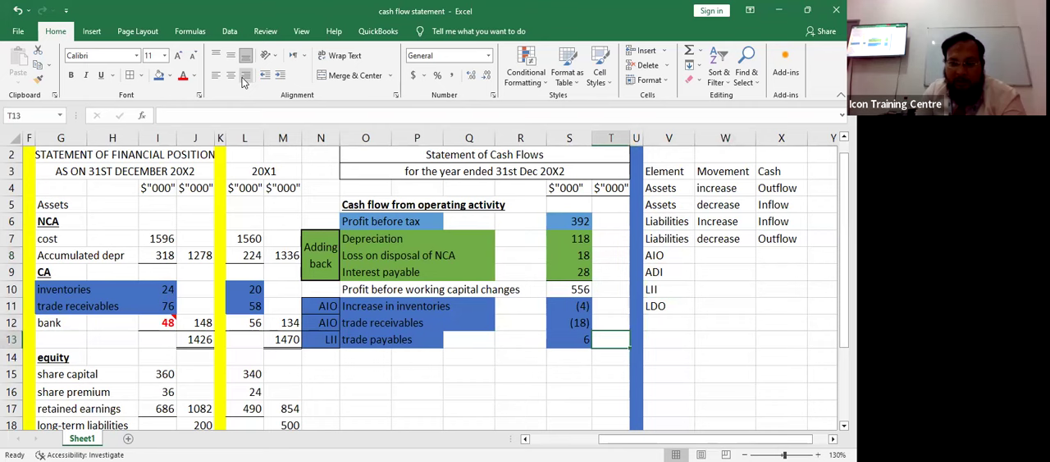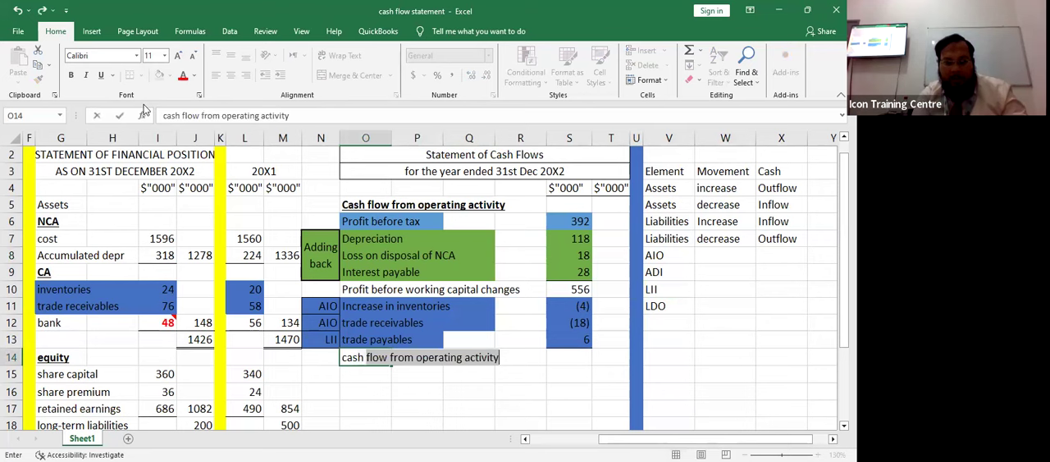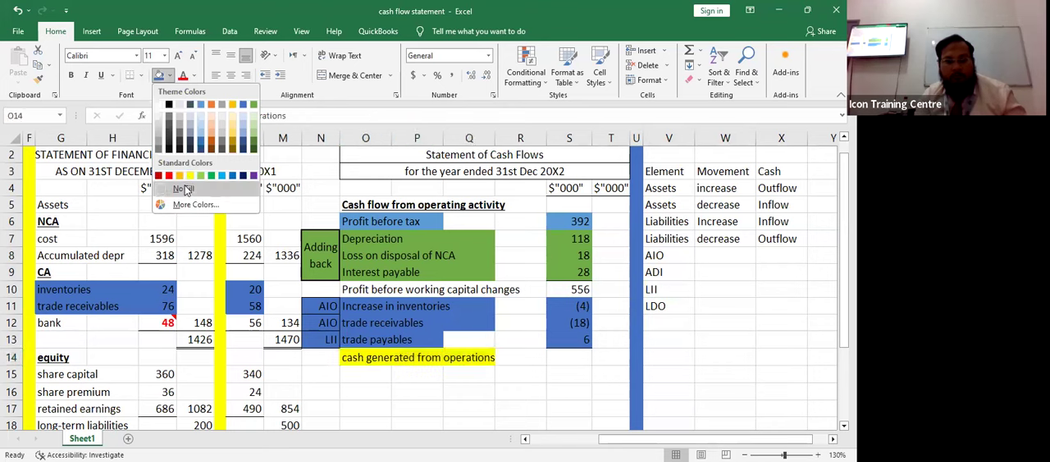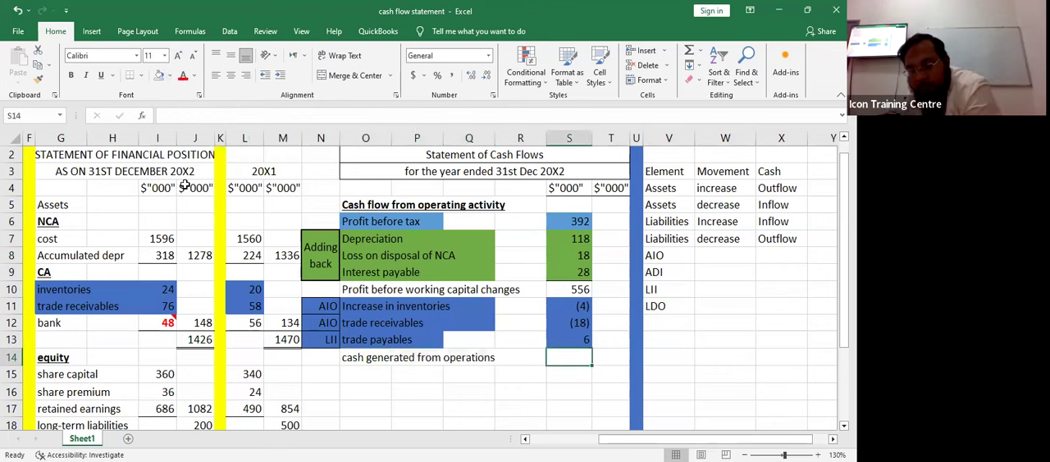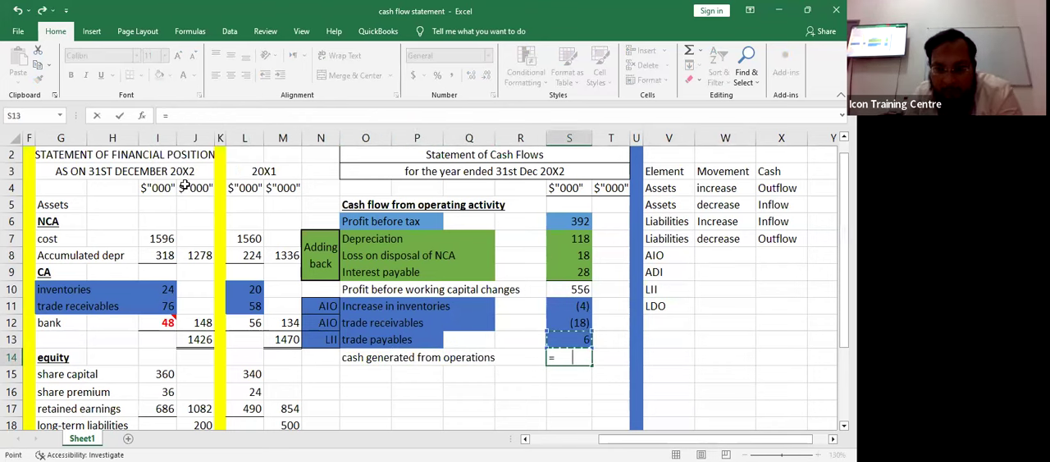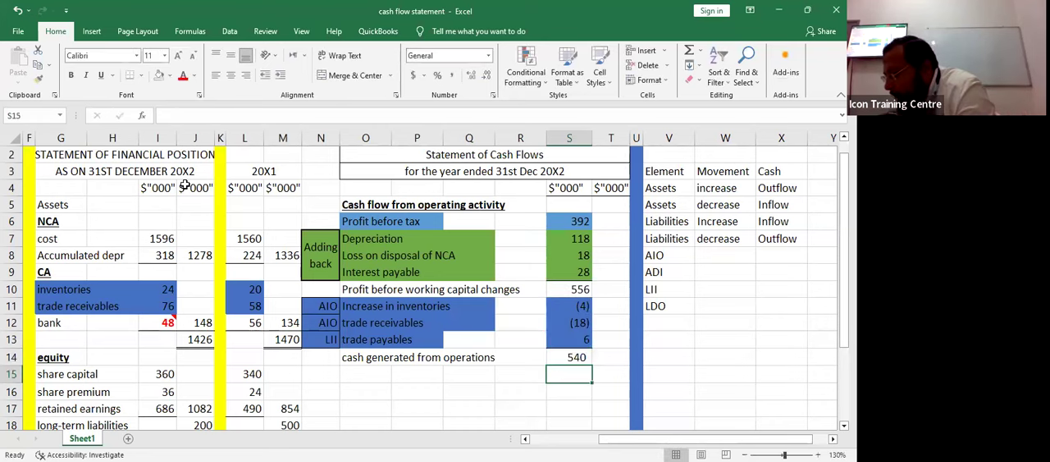Now, once everything is done, then we find out cash generated from operations. This plus this plus this plus this gives you 540.